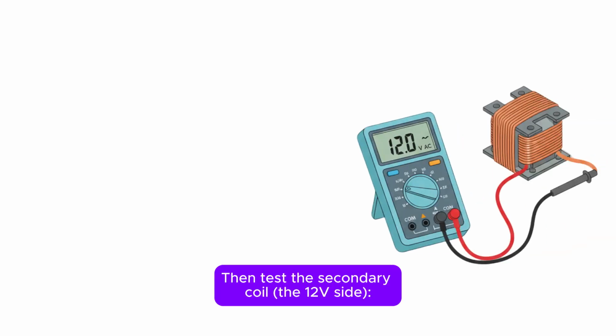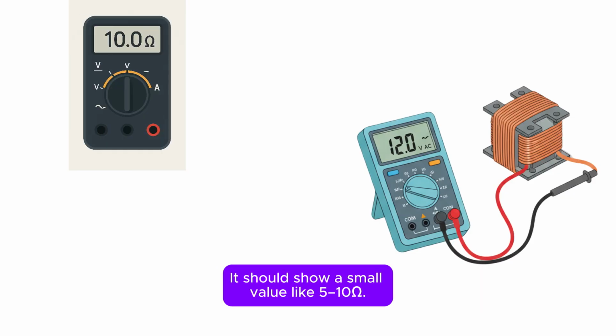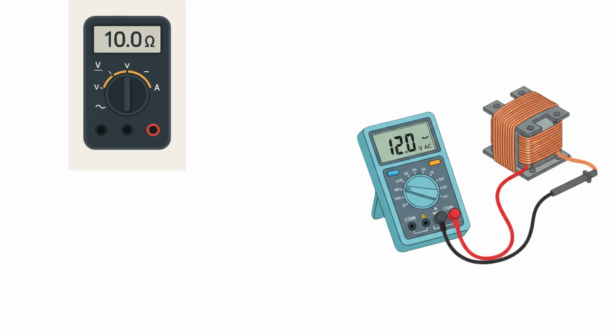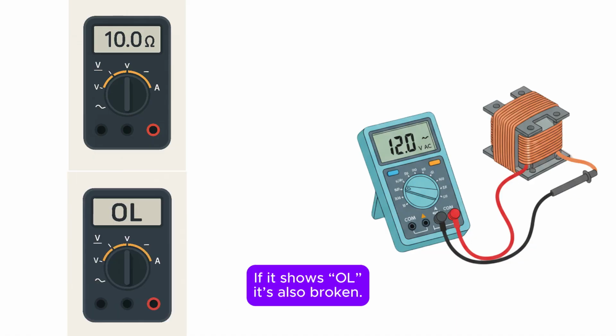Then test the secondary coil, the 12 volt side. It should show a small value, like 5 or 10 ohms. If it shows OL, it's also broken.